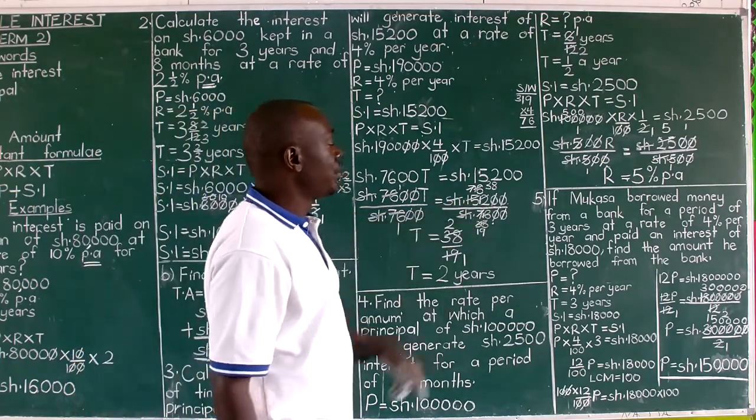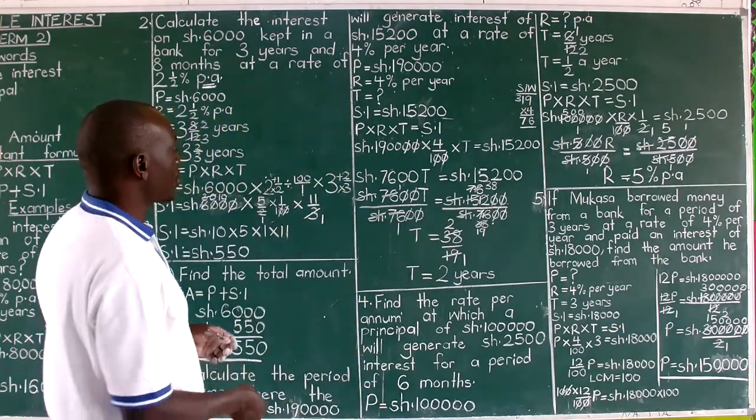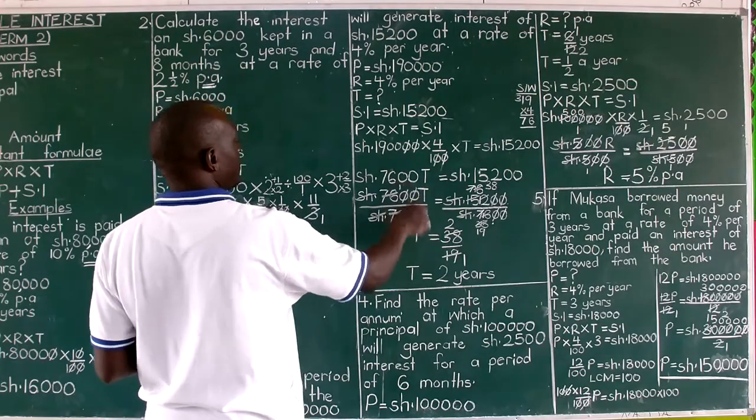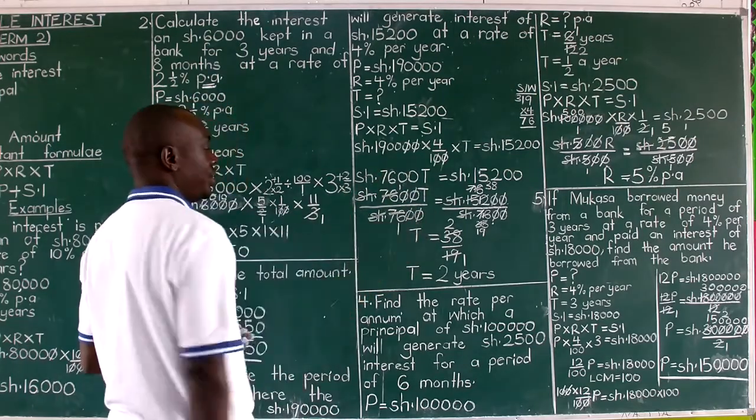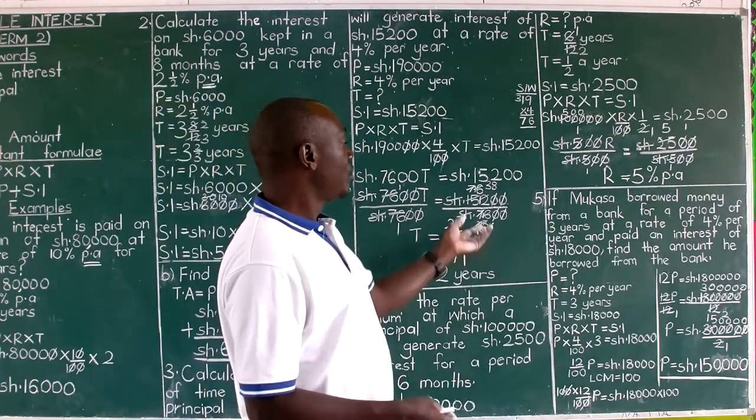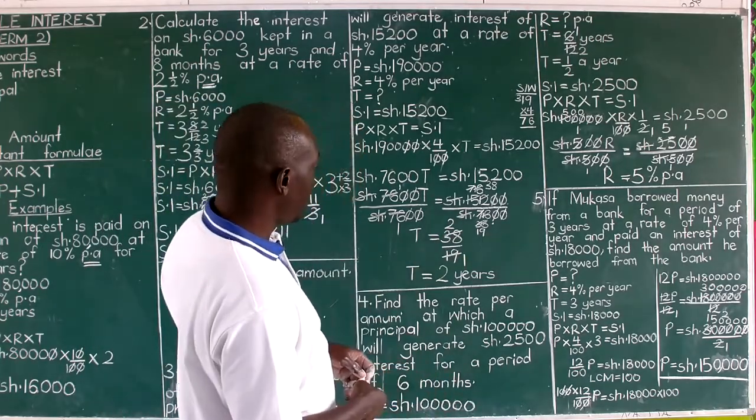Even this side, do the same. And then start your calculations by 10 by 10 by 10 by 10 by 76 ones, shillings off, remain with the T. That's our time. Then look at how we divide this big number.